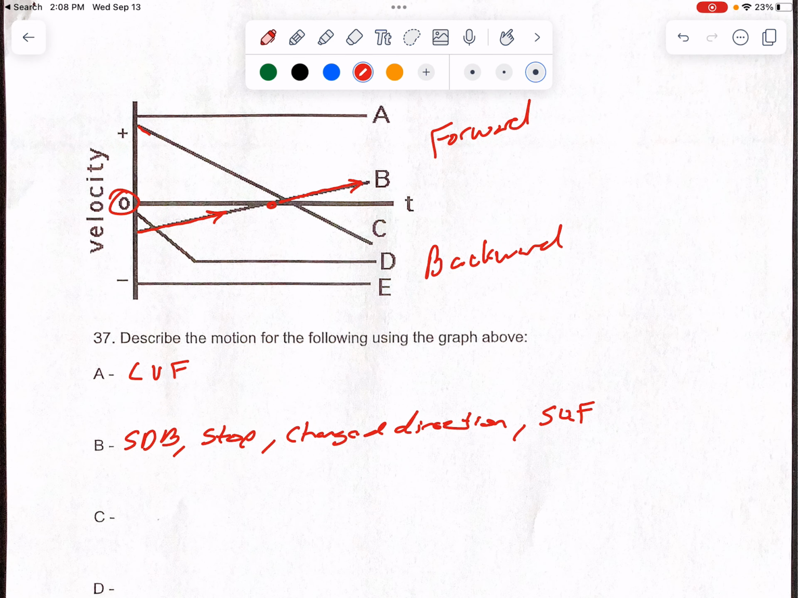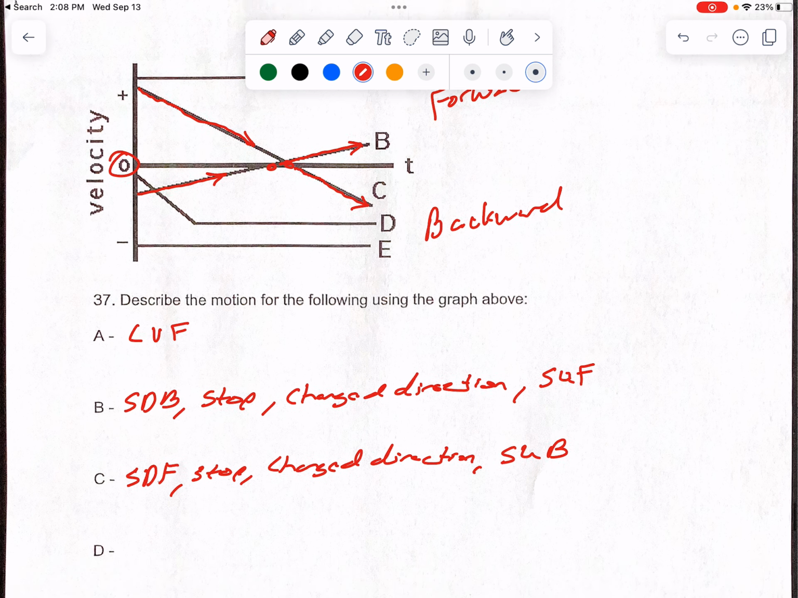C is the opposite. If you look, C is going towards the x-axis, but you're above the x-axis, so you're slowing down forward. Then it stops, and it changed directions because it went through it. And now it's below the x-axis and going away from 0, so this is speeding up backwards.